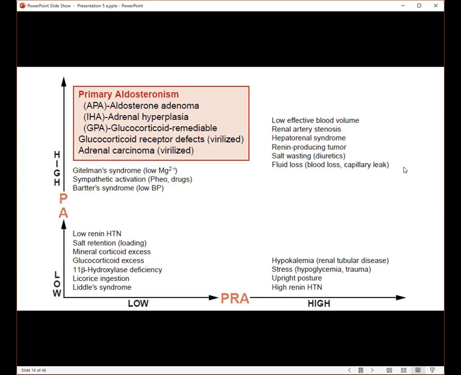So here for the PRA, we have your plasma renin activity. So low renin, HTN. Okay, there will be salt retention, mineralocorticoid excess, glucocorticoid excess, 11-hydroxylase deficiency, licorice ingestion, and Liddle's syndrome. For the high PRA, we have hypokalemia, stress, upright posture, and high renin, HTN. Now, HTN here actually means hypertension. Okay, so hypertension.